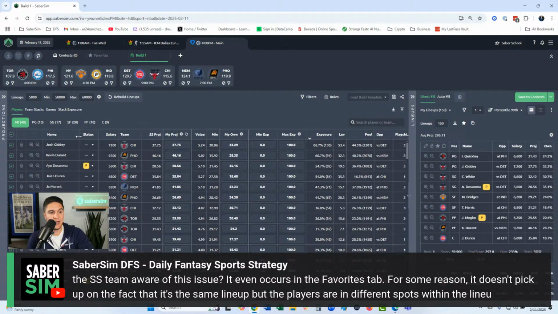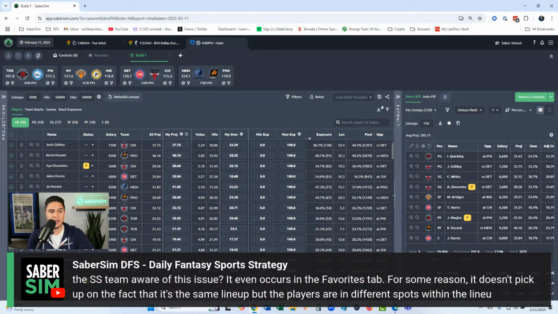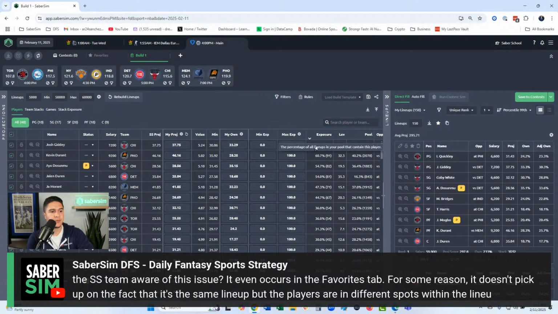Big things for me are having my exposure, my leverage, even pool can be useful here, right? Good information there. So I have my columns I want to see. I have 150 lineups. I have an average projection, aggregate metric. I'm sorting by 99th percentile, right?